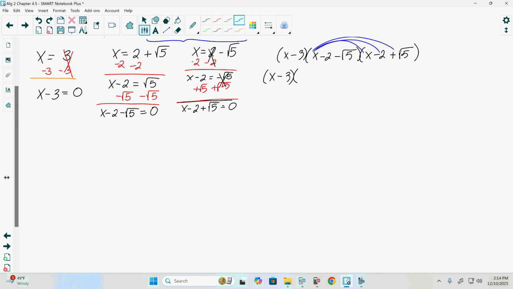Because here, x times x is x squared. x times negative 2 is negative 2x. x times the square root of 5 is plus x square root of 5.